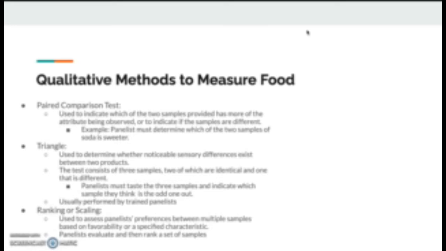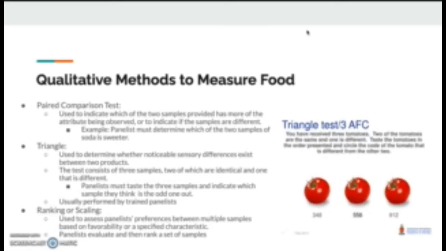The triangle test is used to determine whether noticeable sensory differences exist between two products. The test consists of 3 samples, 2 of which are identical and 1 that is different. However, the samples all appear to look exactly the same. Panelists must taste the 3 samples and indicate which sample they think is the odd one out. This test is usually performed by trained panelists.